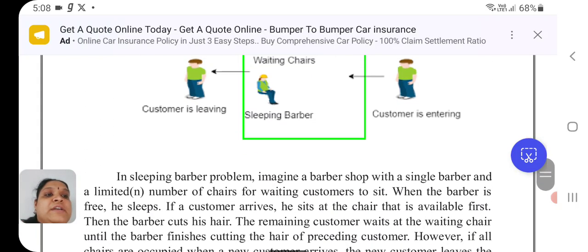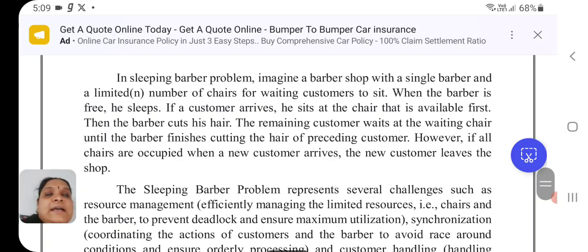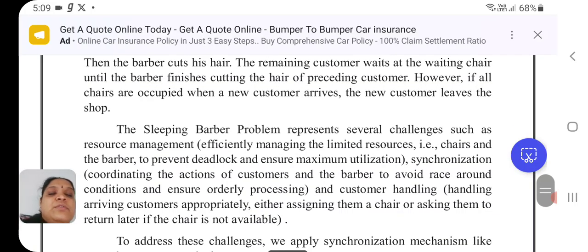That's what I have explained here. In the sleeping barber problem, imagine we have a barber shop with a single barber and a limited number of chairs for waiting customers to sit. When the barber is free, he will sleep. If a customer arrives, he sits at the first available chair, then the barber cuts his hair. The remaining customers have to wait at the waiting chairs until the barber finishes cutting the hair of the preceding customer. However, if all chairs are occupied when a new customer arrives, the new customer leaves the shop because there is no place to wait.